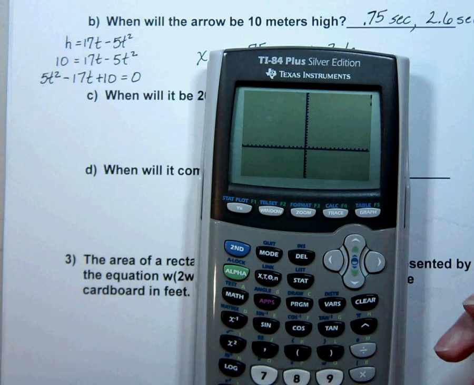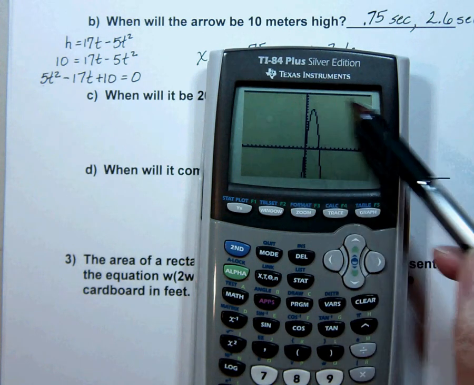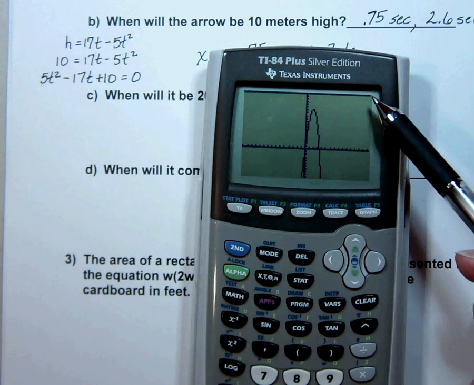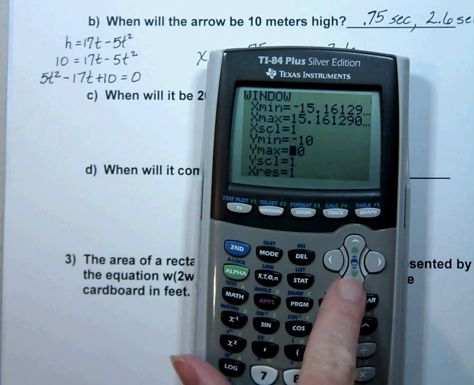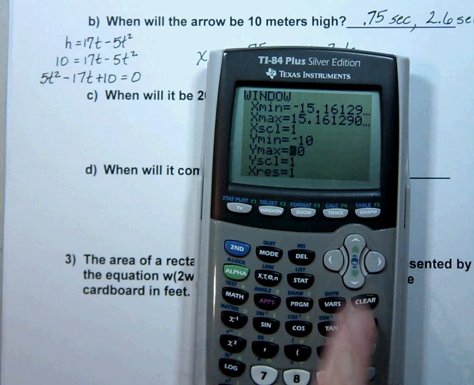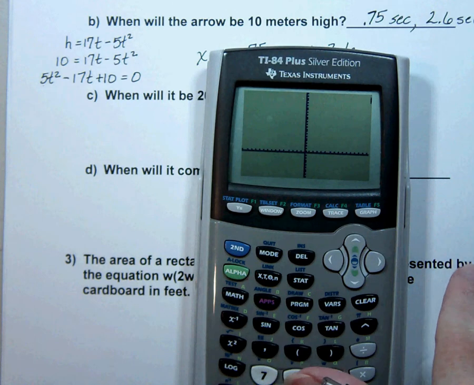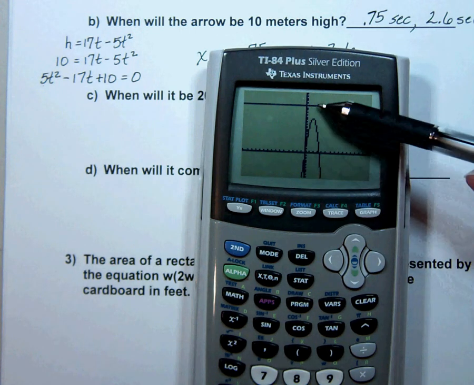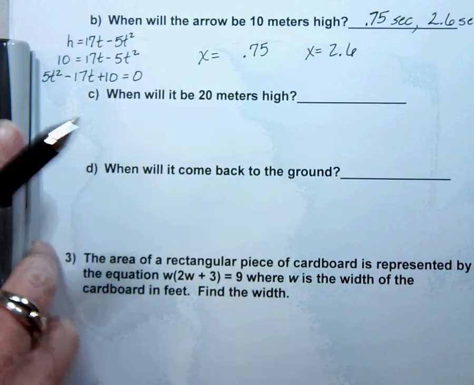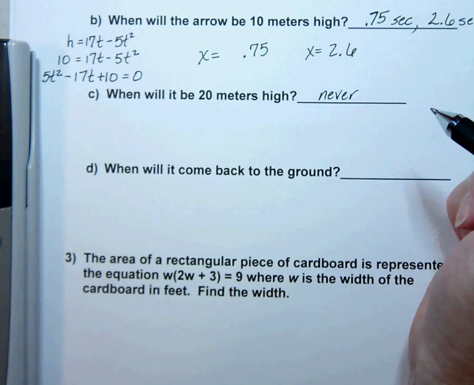If you push graph, first it's going to draw the parabola, and then it's going to do the 20. I changed the window to 20. Let's go a little bit higher. I think I'll change the y maximum to 25. If I change it to 25 and push graph, you'll see the y equals 20 line a little bit better. See this horizontal line that's going across at 20? That means the arrow never gets that high. So you need to realize that sometimes they're going to ask a question that it's just not going to happen. It will never get that high.